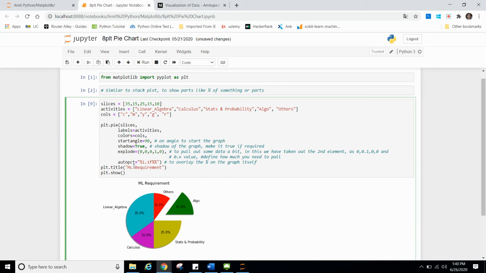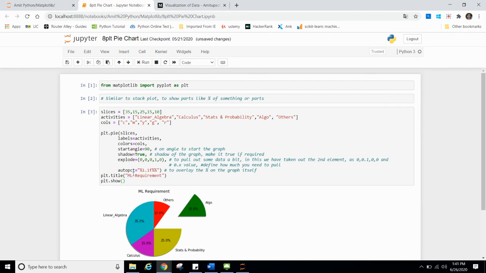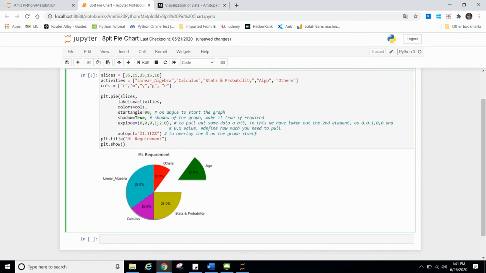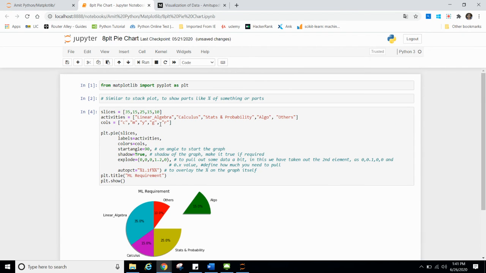This is autopct to overlay the percentage on the graph itself. Like we have the slices, if you want to present on the graph, we use autopct. And again, title is ML requirement. Let's run the graph. You can see now it is too far. If we increase the value, it will keep on going away. Okay. So in this way, you can represent the graph.